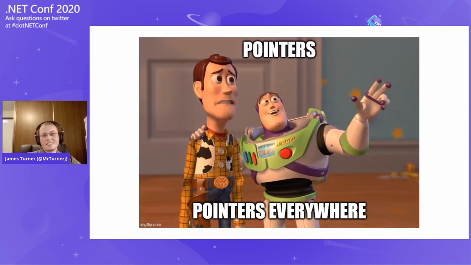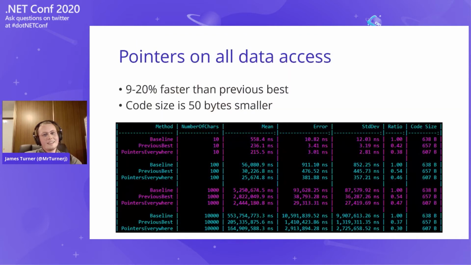Pointers. Let's change our use of spans as well as our rented array to be accessed via pointers instead. Pointers automatically make things faster, right? The short answer is yes, pointers did automatically make our code faster and even decreased our code size. The downside is that our code is now unsafe.